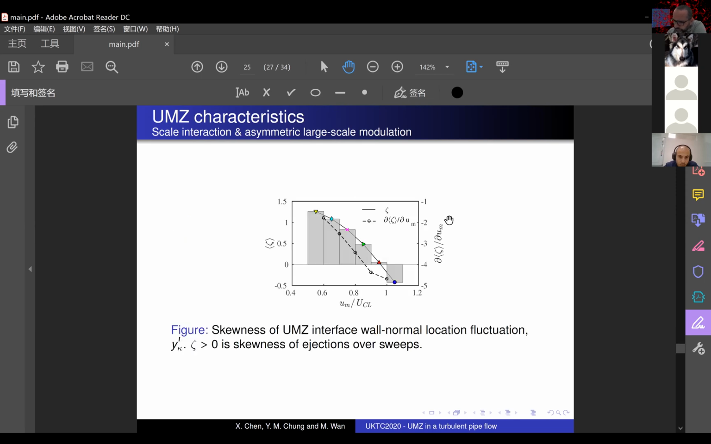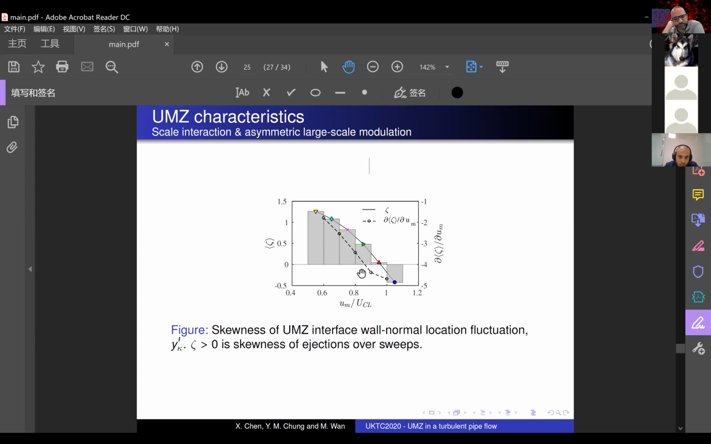So we measure the skewness of y prime as zeta, which represents the imbalance between ejections and sweeps. Positive zeta means the fluctuation is skewed to ejections. The skewness to ejection is at the highest when closest to the wall, in group 6 in yellow. So this asymmetry of ejection over sweeping decreases monotonically towards the pipe center, and eventually in the last group in blue, it becomes inverse. So there is a sweeping over ejection. The sweeping is stronger than ejection in this group.